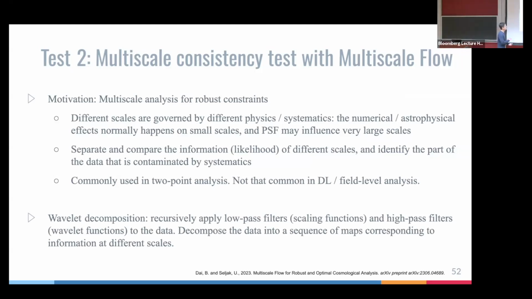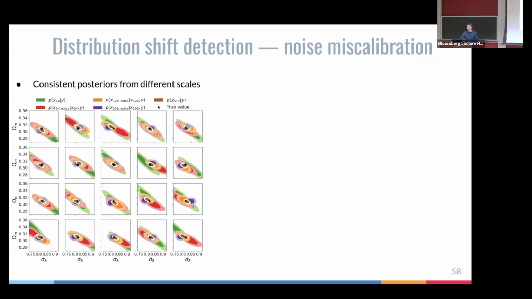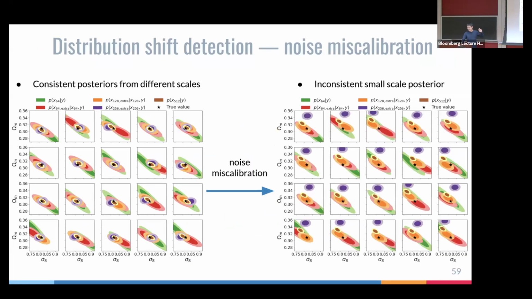So we recursively apply some low-pass filter and high-pass filter to the data. And finally, we decompose some map into a sequence of maps which correspond to information at different scales. And we do the analysis on them separately. So without going into any details, just to show you some examples. Here is again the posterior on some weak lensing maps. Here, different colors represent the information at different scales. We see that they are pretty consistent in this case. Again, all of these are at the field level.